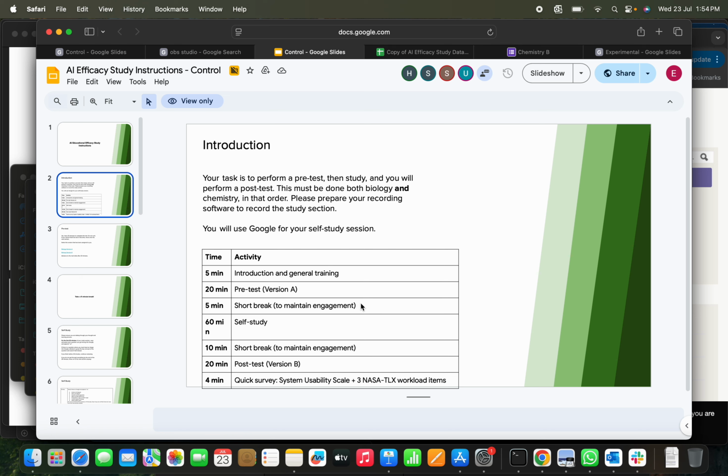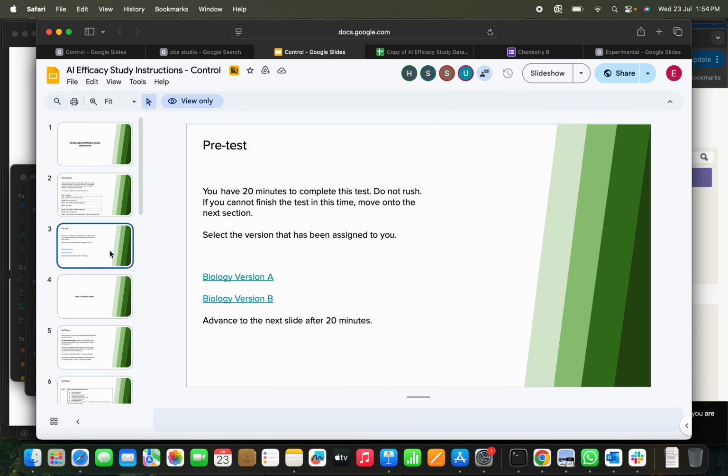In this task, I have to go from test B to test A in chemistry. There'll be an introduction, a pre-test, a break, self-study, a break again, and a post-test and a survey. I'll have 20 minutes to complete this test. You don't rush. If you cannot finish the test in time, move on to the next section.